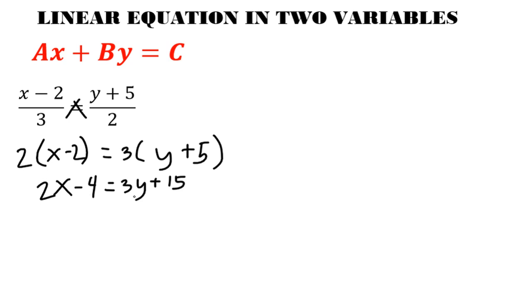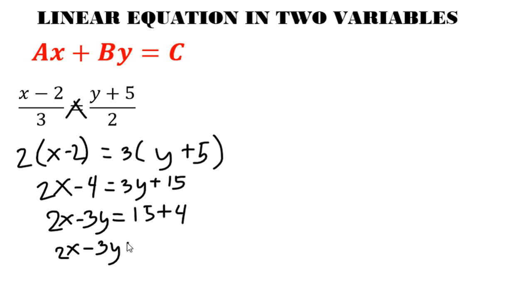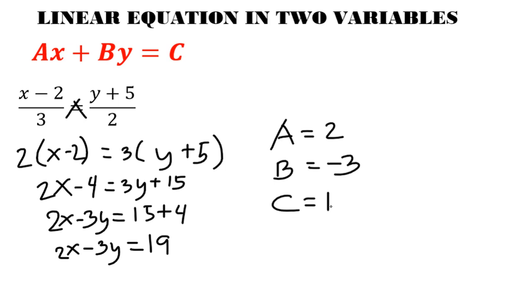Then, lipat natin yung 3y sa left side. Then, yung negative 4, lipat natin sa right side. So, yan ay 2x. Positive 3y, may negative 3y. So, equals to 15. Negative 4 magiging positive 4. So, 2x minus 3y equals to 15 plus 4 is 19. So, standard form na siya. So, ano yung a natin? So, a is 2. B is negative 3. And then yung c, that will be 19.